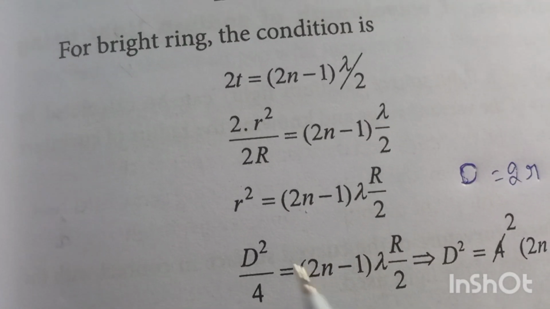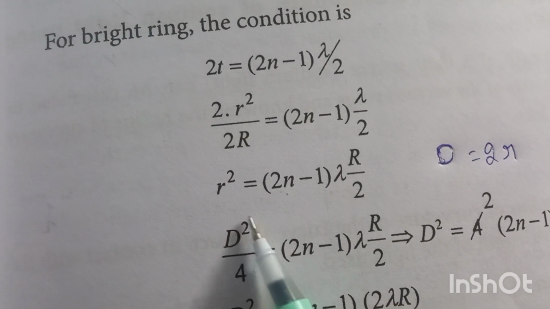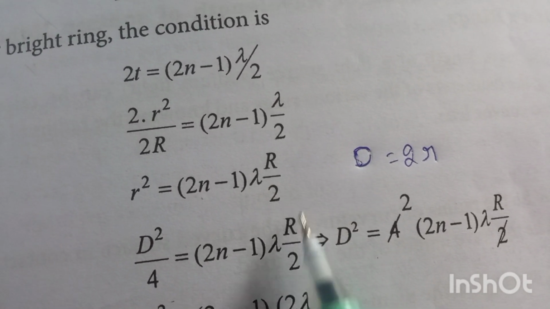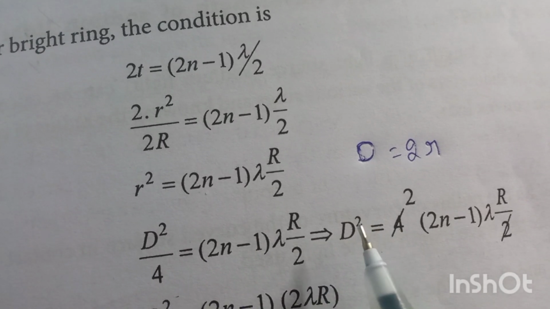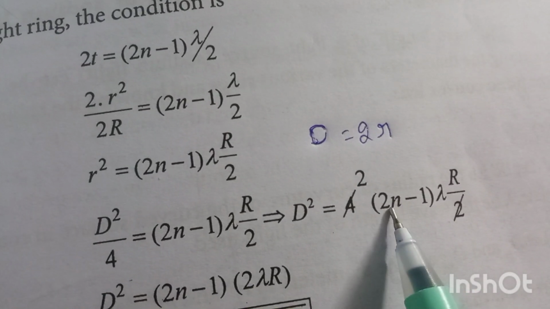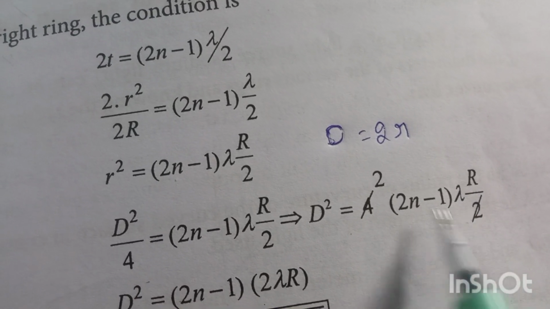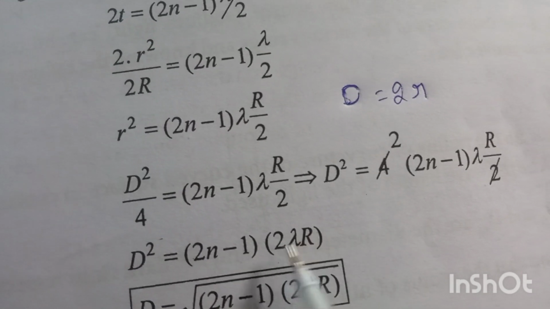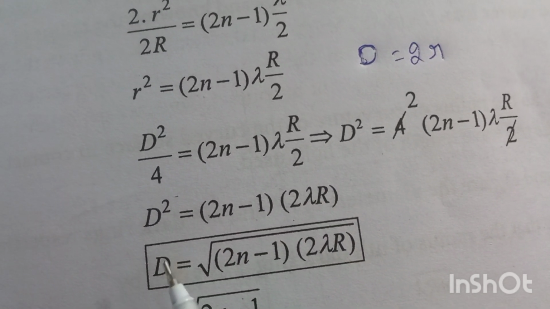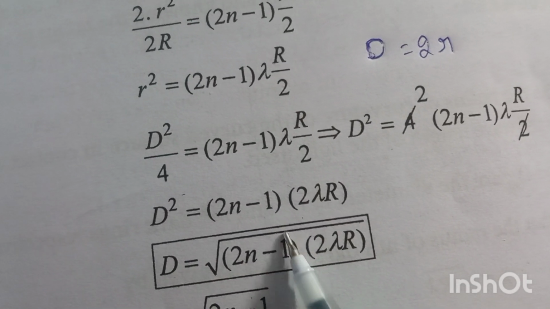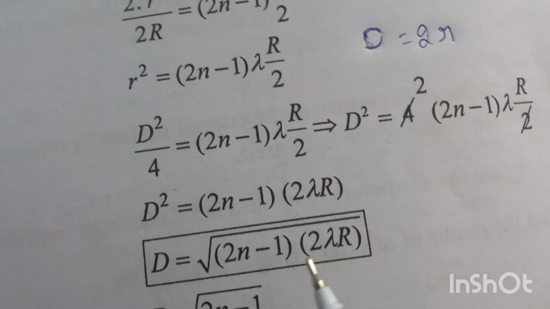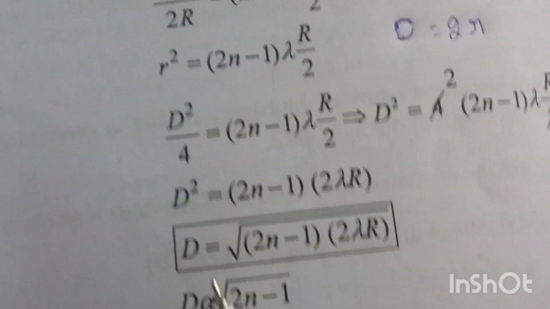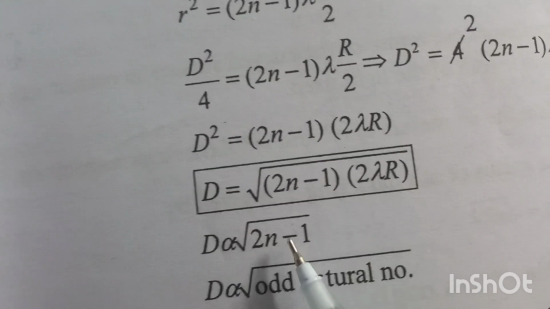So we can substitute that value in place of r square: D square by 4 is equal to (2n minus 1) into lambda into R by 2. This implies D square is equal to 4 into (2n minus 1) into lambda into R by 2. So we get D square is equal to (2n minus 1) into 2 lambda R. Taking the square root, D is equal to the square root of (2n minus 1) into 2 lambda R. If we consider lambda is constant and R is constant, with n variable, then it can be written as D is proportional to the square root of (2n minus 1).